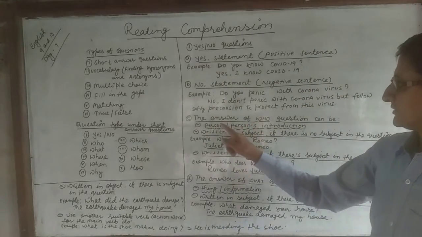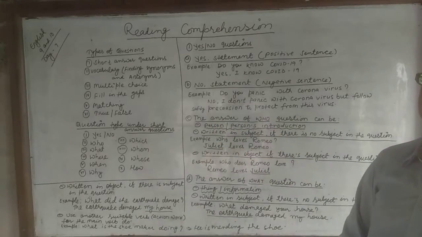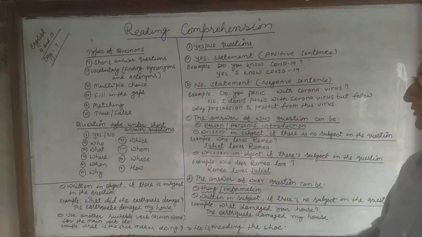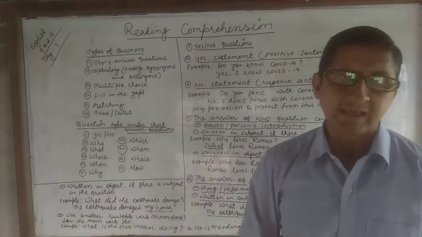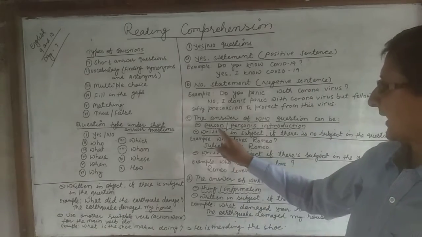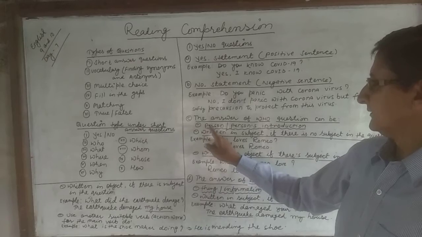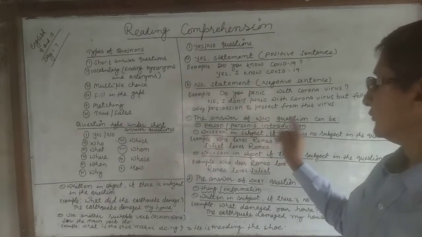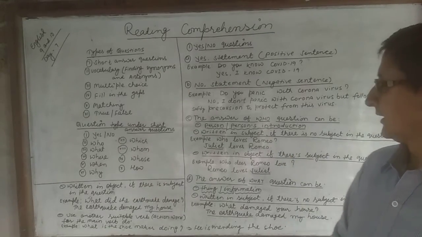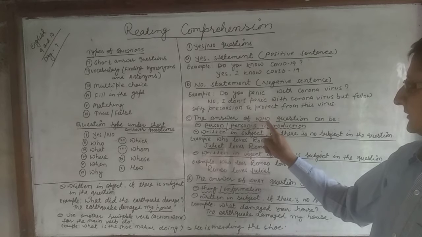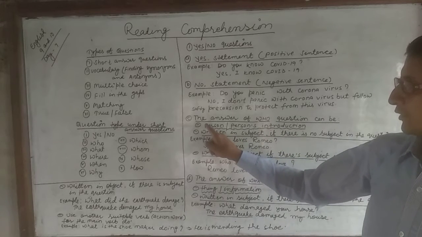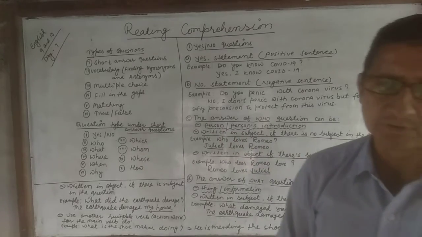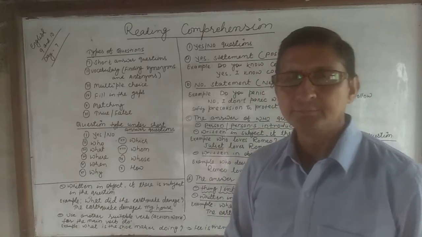The second type of question is who questions. The answer of a who question can be a person or a person's introduction. While finding the answer in the passage, you have to find the person or the person's introduction to write the answer of who questions. While reading the passage, you have to find out the person or person's introduction for the answer of the who question.